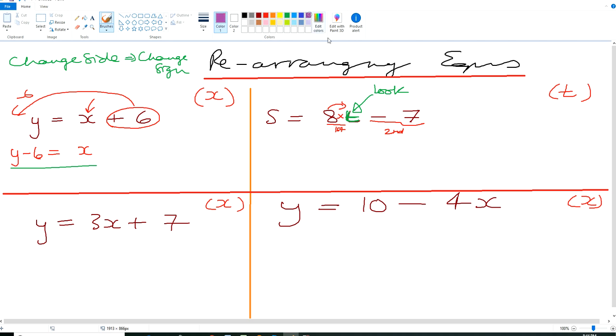So if I look at my equation here, the last thing that was done to the T was the minus 7. So that's the first one that qualifies for movement. The opposite of minus 7 is add 7. So let's rewrite it now. So you have S add 7 is equal to 8T.